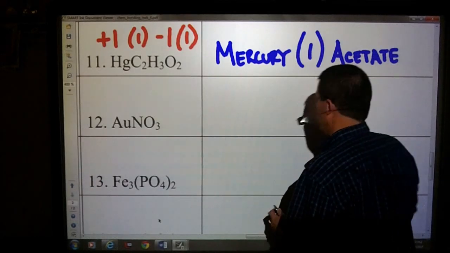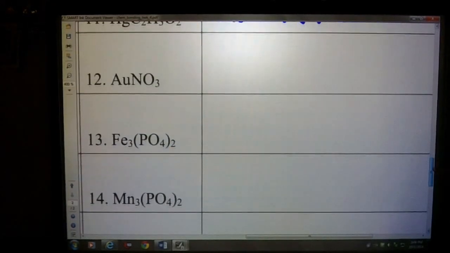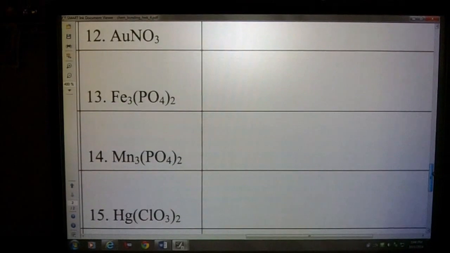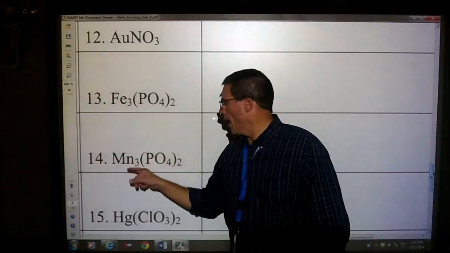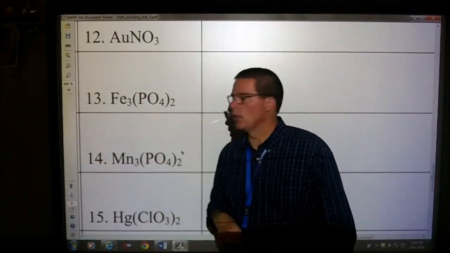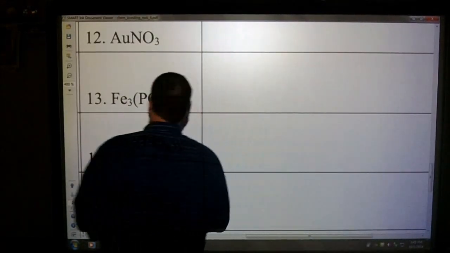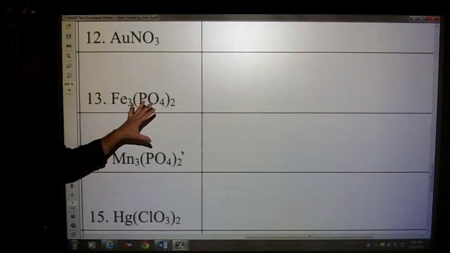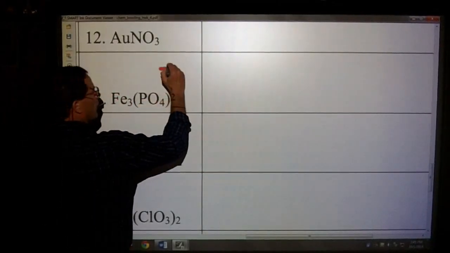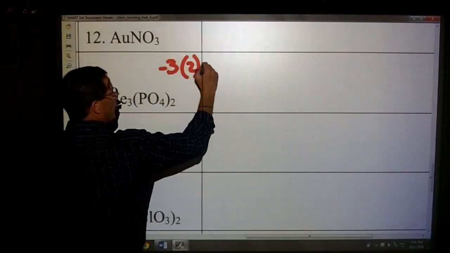Okay? All right, let's look at number 13. I'm going to do 13 and 14 since these metals have more than 1 charge, and I'll skip 15. All right, so finally, we're getting to a good one here. Phosphate is one of your polyatomics, and it has a -3 charge. We have 2 of those.